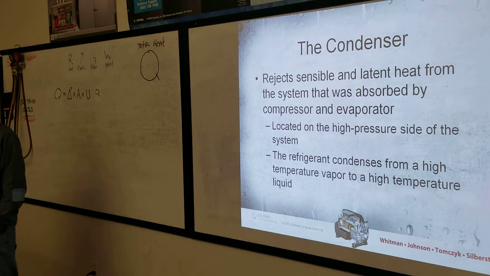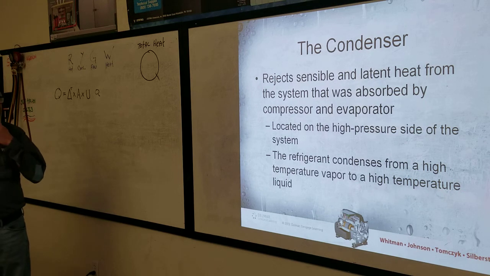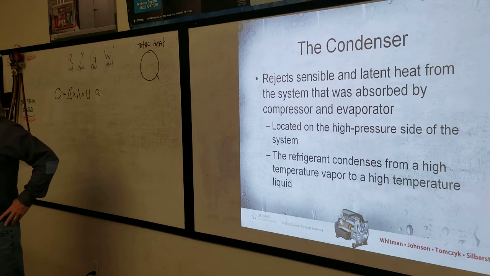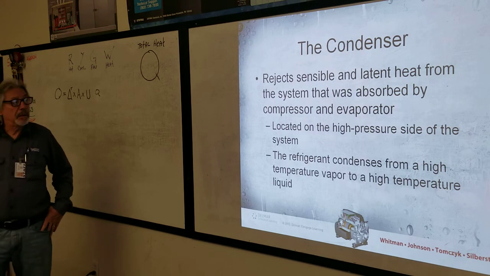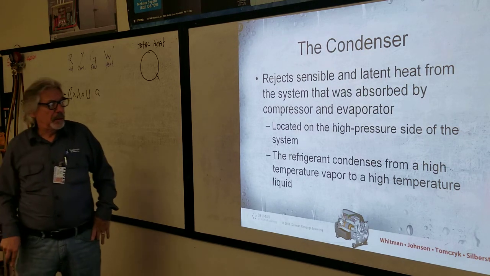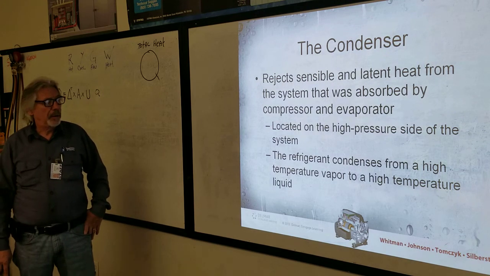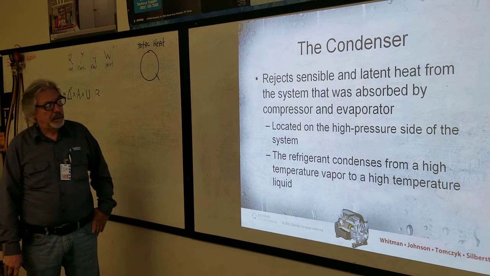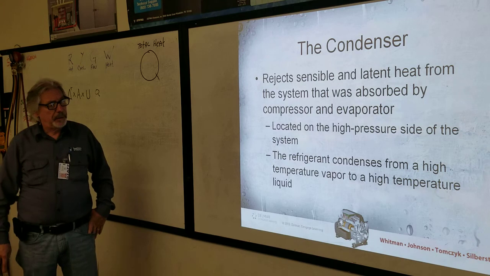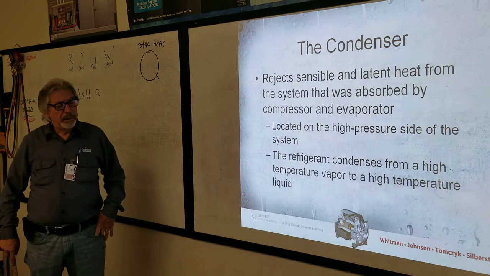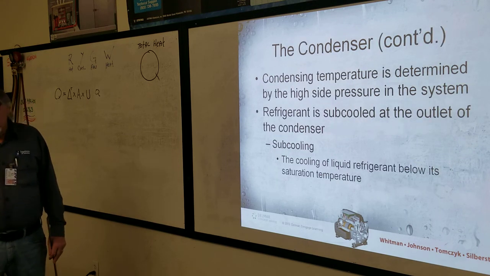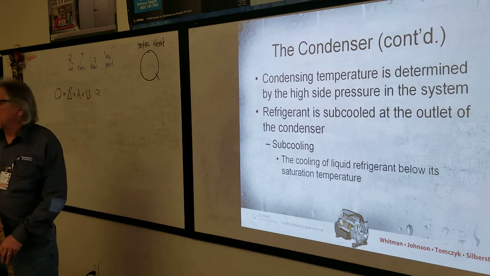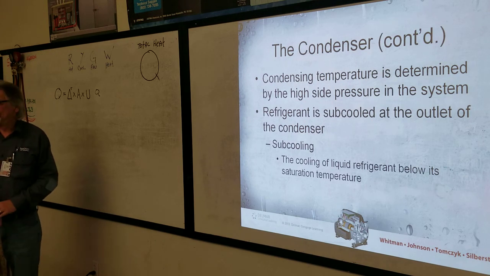The condenser rejects sensible and latent heat from the system that was absorbed by the compressor and evaporator. It is located on the high pressure side of the system. The refrigerant condenses from a high temperature vapor to a high temperature liquid. Okay, so what do we got here? The condenser.